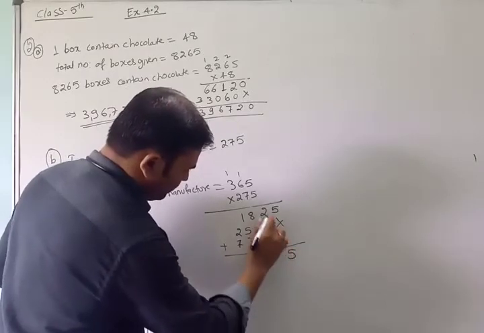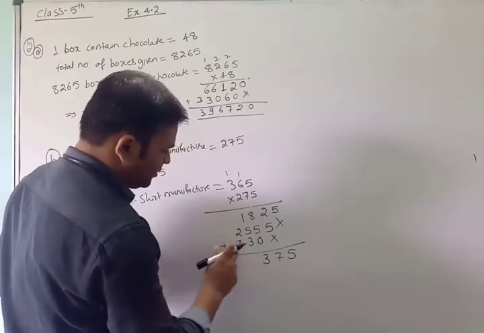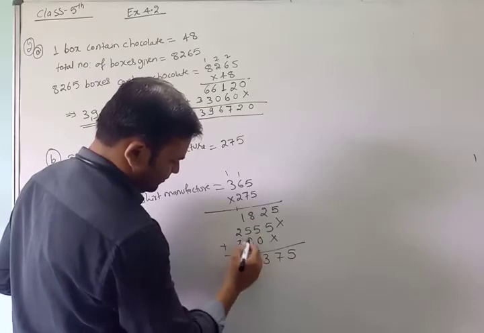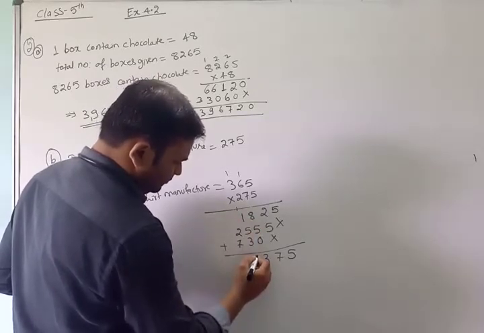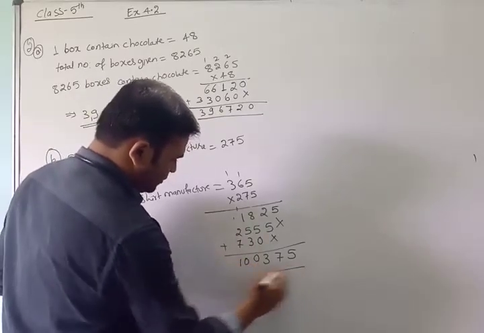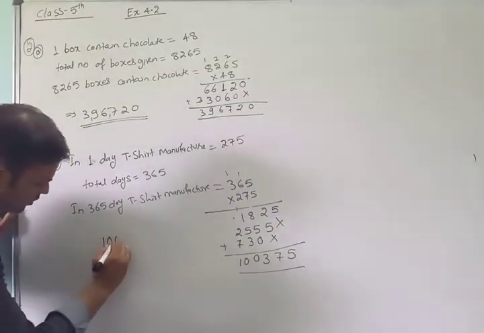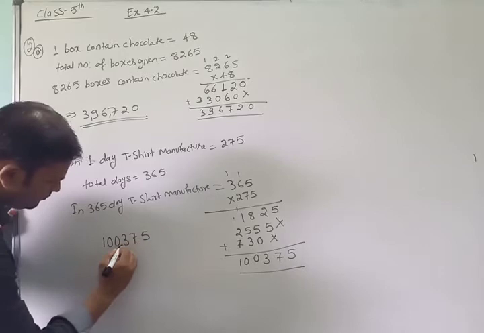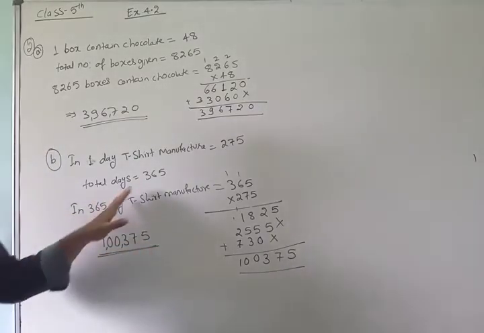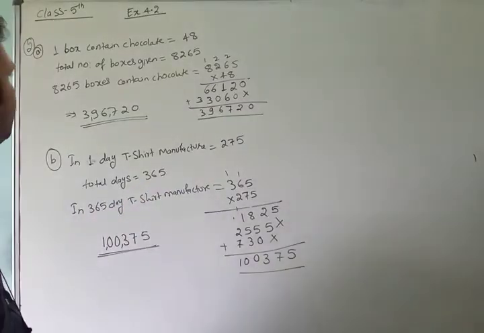5 5 plus 2 7, 8 plus 5 13, 13 का 3 carry 1, 5 plus 3 8, 8 plus 1 1 and 1 carry 10, 0 carry 1, 7 plus 2 9, 9 plus 1 10. So answer is 100375. So this much t-shirts can be manufactured in 365 days. Next, come on next question, that is C.